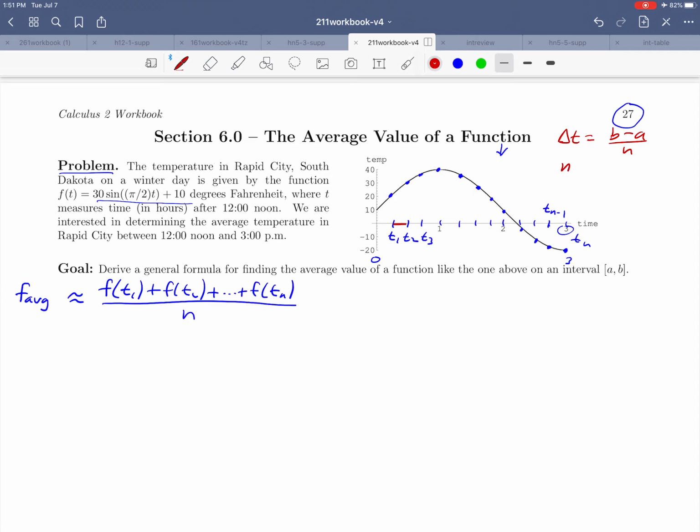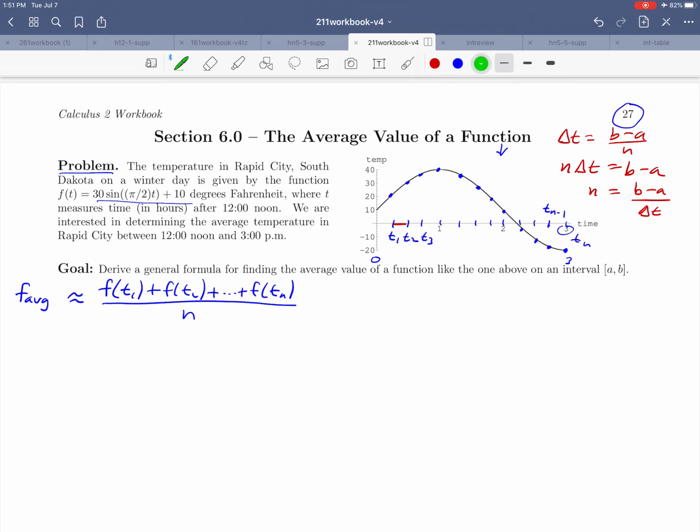First we're going to multiply both sides by n, and get n times delta t is b minus a, and then we're going to solve it for n by dividing both sides by delta t.